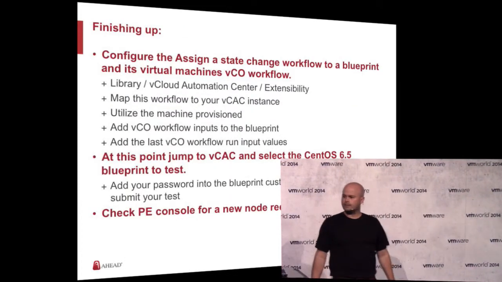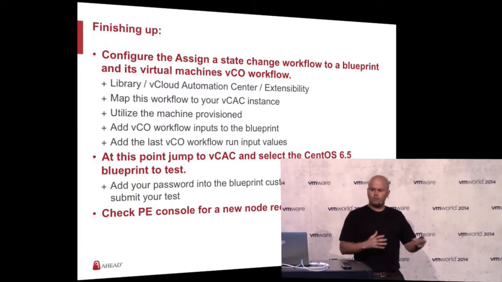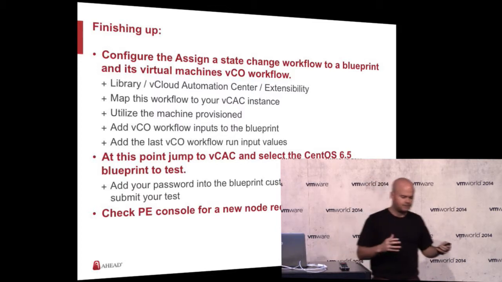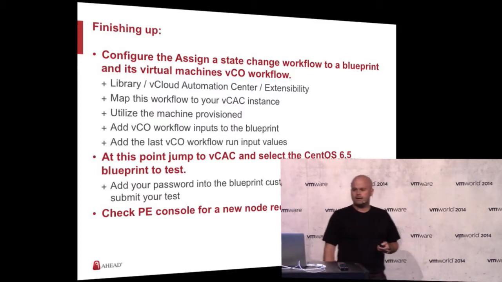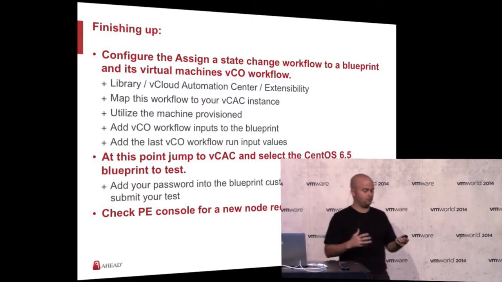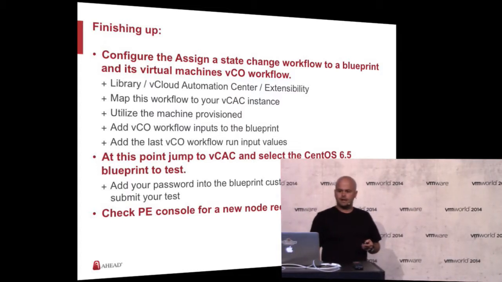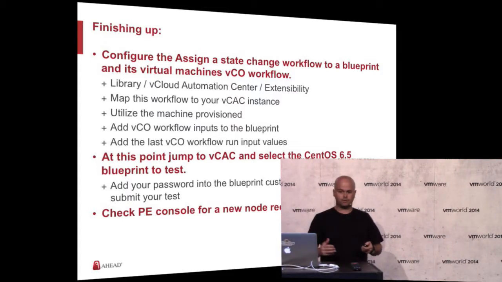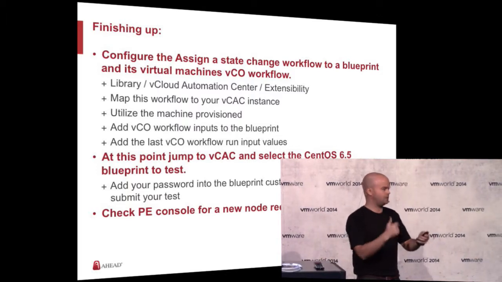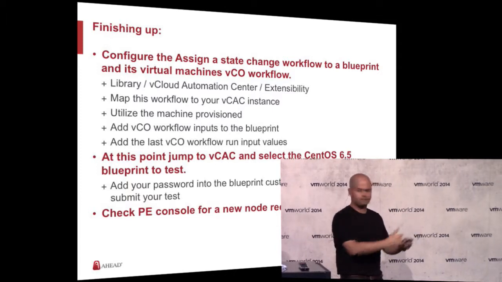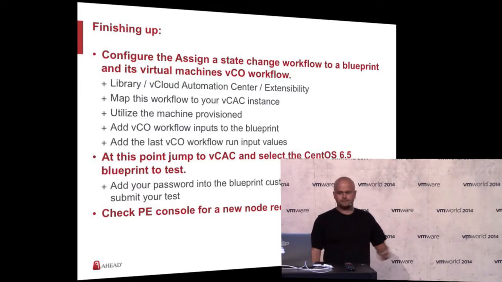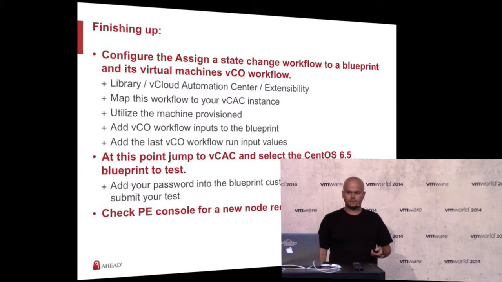Finishing up. So I think ultimately what we've done is we've gotten the Puppet agent installed on the machine and we've checked it in, right? What we need to now do is make that capable of happening from that blueprint. And so we need to configure the assign a state change workflow to the blueprint. And all that's really doing is saying, hey, after my VM is provisioned, execute the workflow that we just talked about executing, right? And that's available here. At that point, after executing those steps, simple, jump into vCAC, select your CentOS 6.5 blueprint and test.